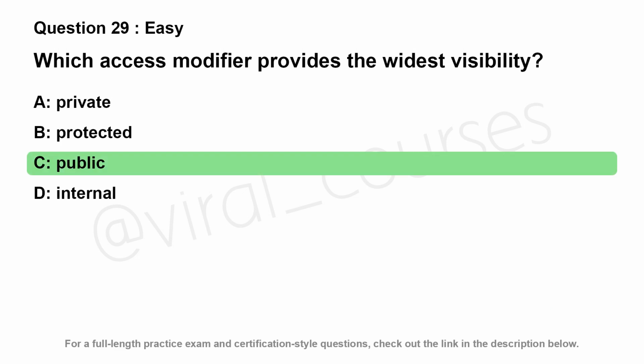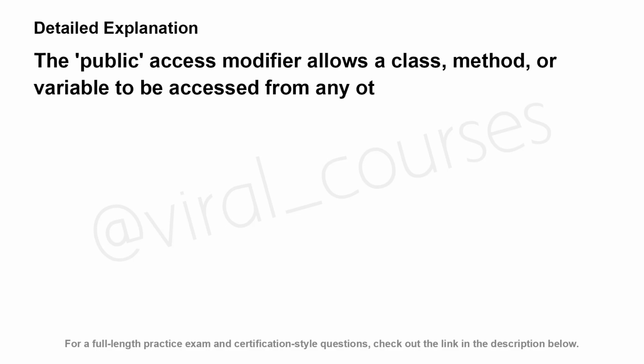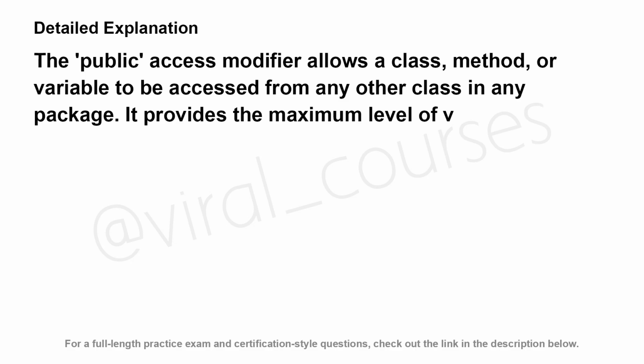The correct answer is C. The public access modifier allows a class, method, or variable to be accessed from any other class in any package. It provides the maximum level of visibility.